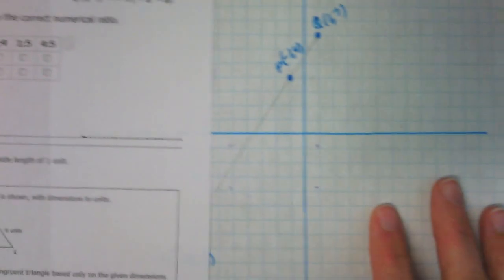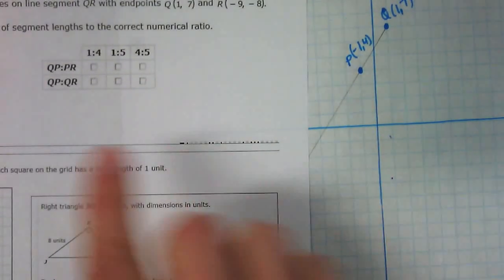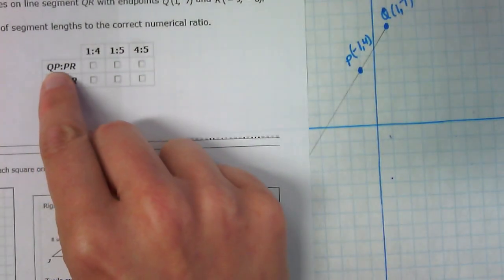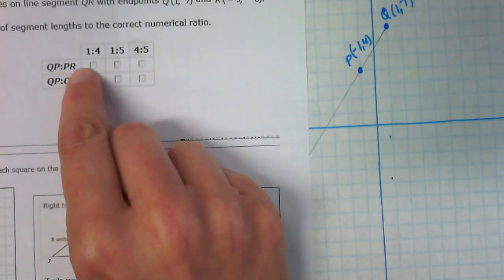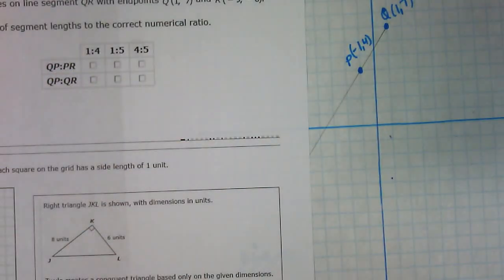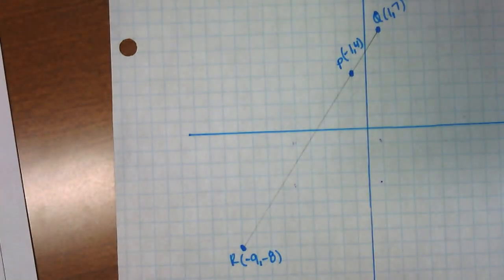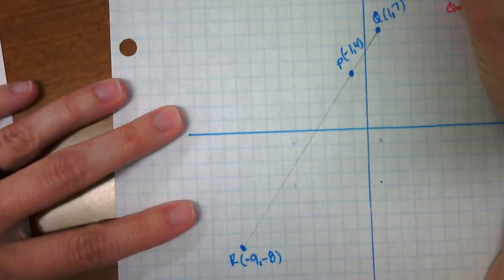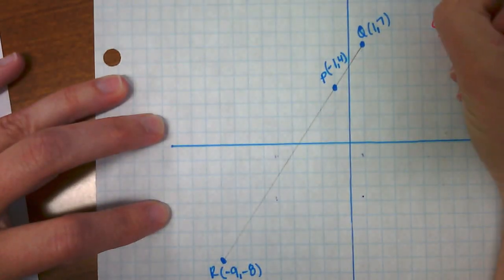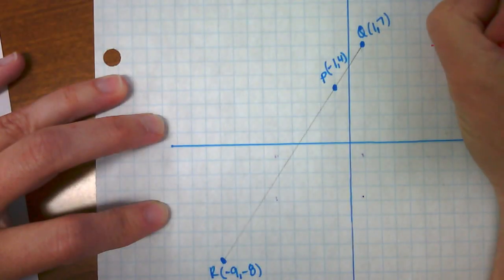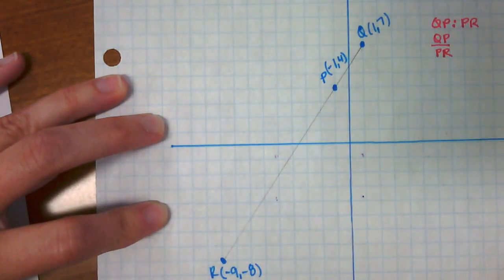Okay, in our table here, it says we need to know the distance from Q to P and what ratio that makes with the distance from P to R. So there are a couple ways we can approach this question. Okay, I'm going to show you one way to do it. So when I have QP to PR, you can also think about this as a fraction.